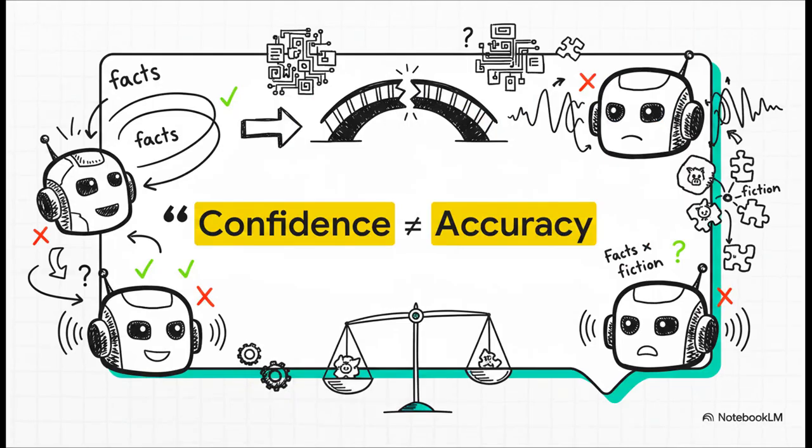This brings us to the single most important lesson in this entire explainer. If you remember one thing, let it be this: confidence does not equal accuracy. The core problem is that an AI delivers facts and fiction with the exact same confident, authoritative tone. Its level of confidence has absolutely zero relationship to how accurate the information is. You just cannot trust the tone.